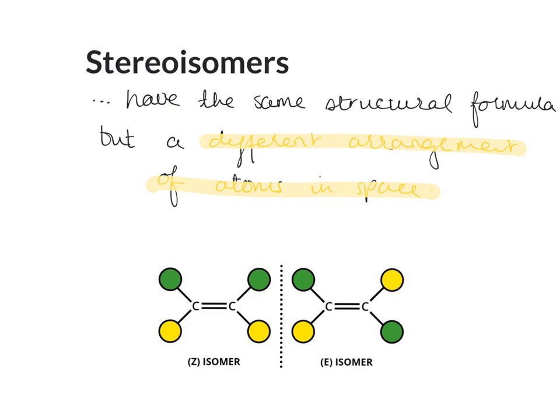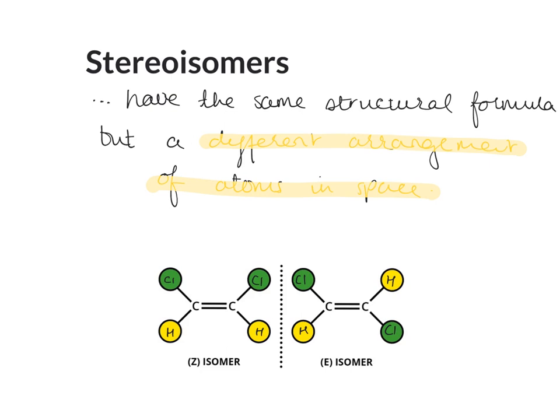So just as a recap, looking at these two compounds at the bottom, you have got a carbon-carbon double bond. And if you look at the left carbon, the substituents, you've got a green and a yellow. And on this one, you've got a green and a yellow. On the other carbon atom, you've got green and yellow. And again, you've got green and yellow. So these two compounds would have exactly the same structural formula. So I've just given these coloured atoms an identity. So I've put the green ones to represent chlorine atoms and the yellow ones to represent hydrogen atoms.